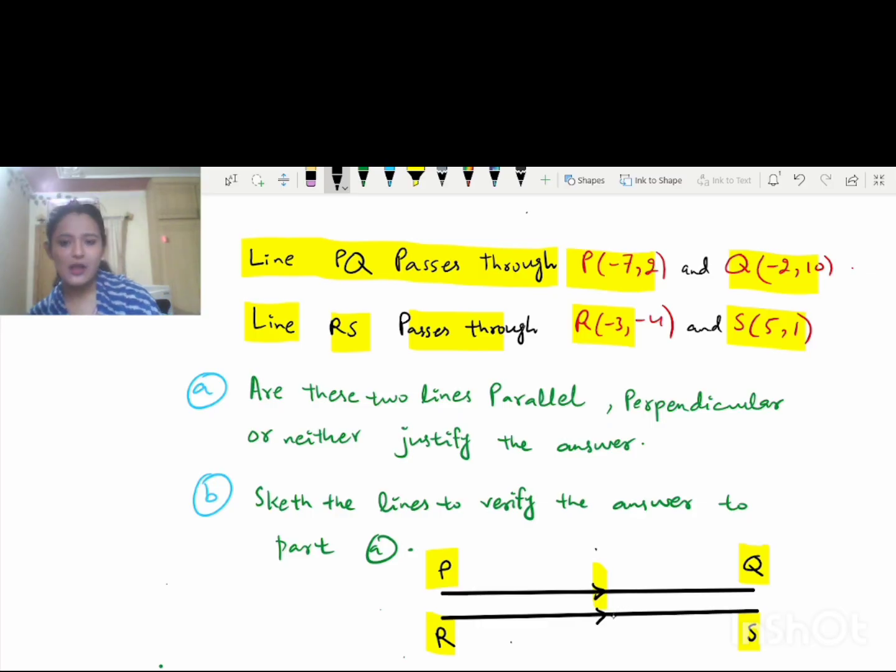If someone asks you, let's say this question comes in your paper, you are given the PQ line and the RS line, and you are asked to tell whether these lines are parallel or perpendicular, you will simply see they are directed in the same way, they have a 0-degree angle. Yes, they are parallel to each other. I hope you got the concept.